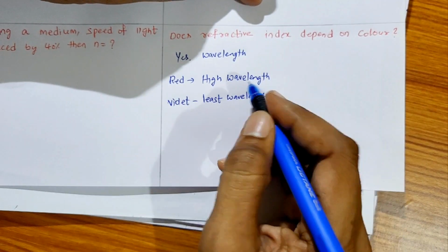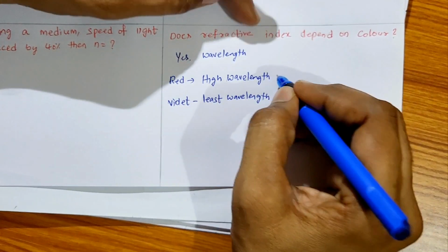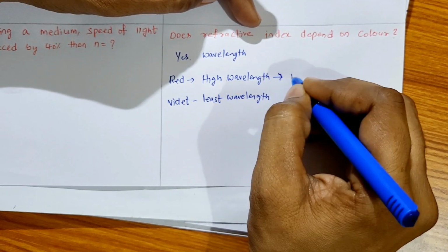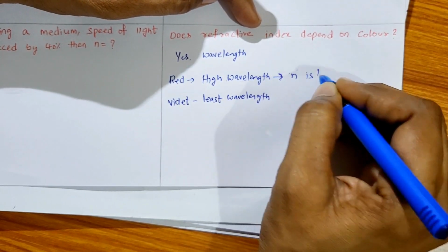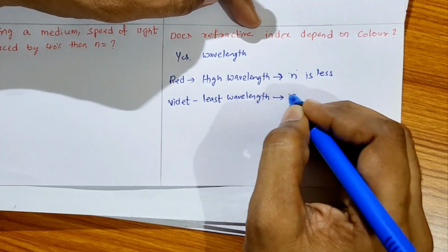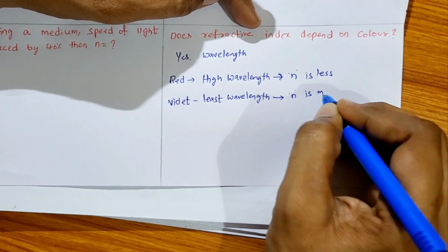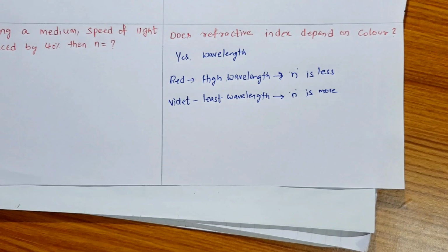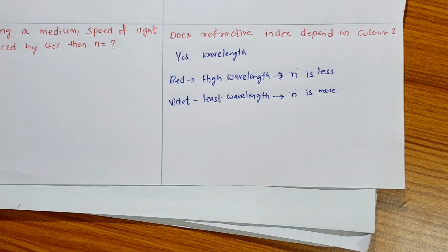So for colors whose wavelength is more, the refractive index will be less. For colors whose wavelength is least, the refractive index is more. So what is the answer? Does refractive index depend upon color? Yes. Refractive index depends upon color, and for higher wavelength colors the refractive index is less. For least wavelength colors the refractive index is more.